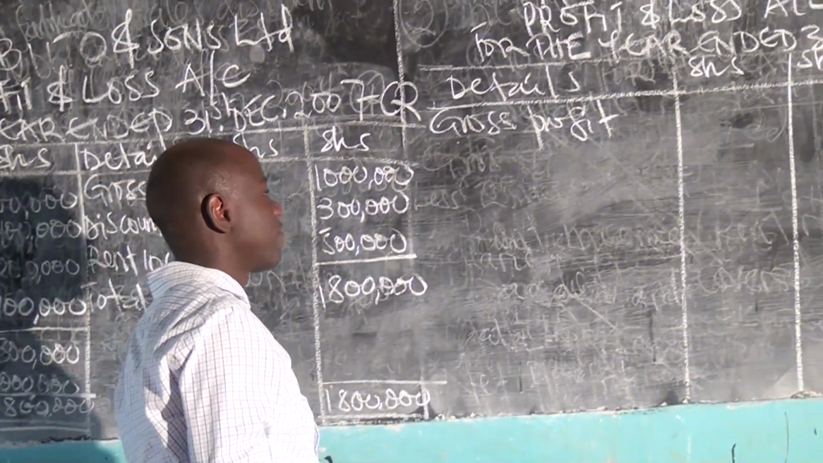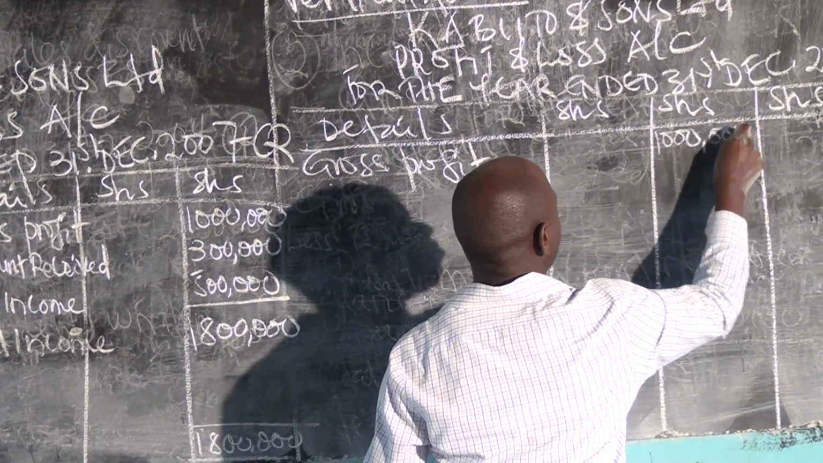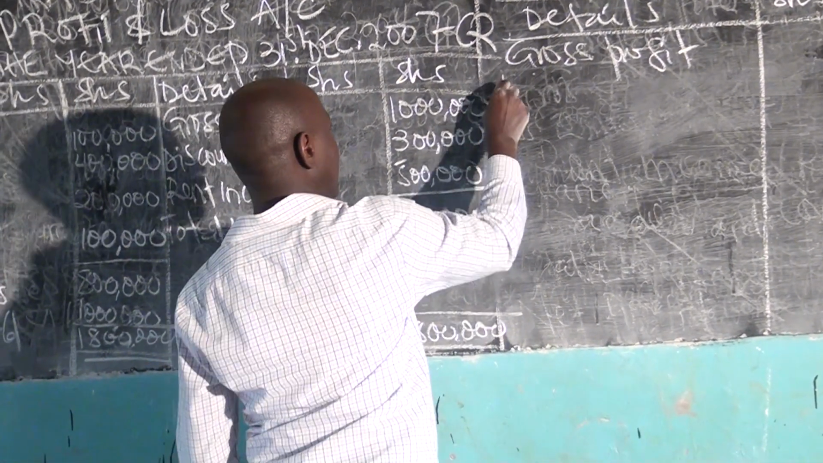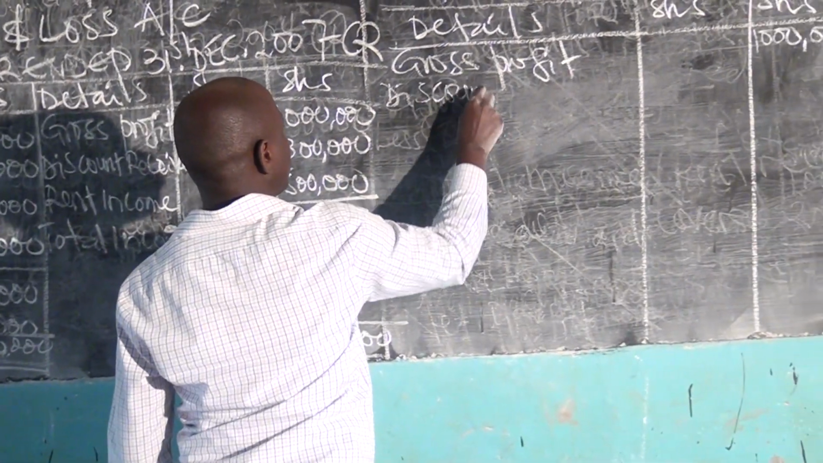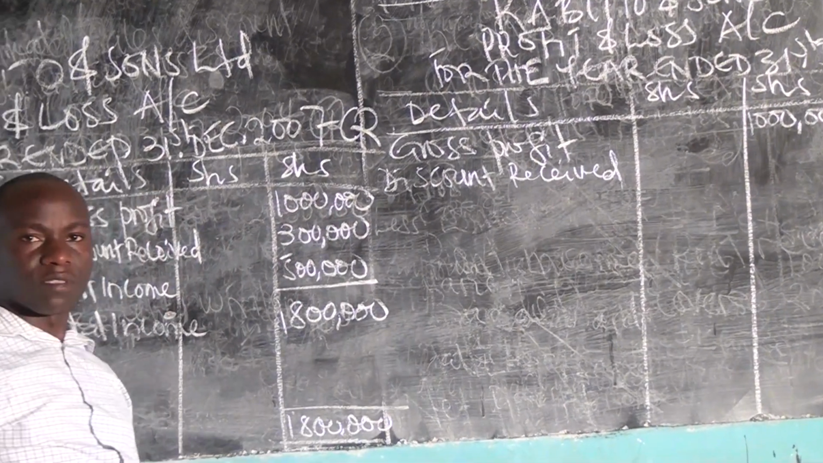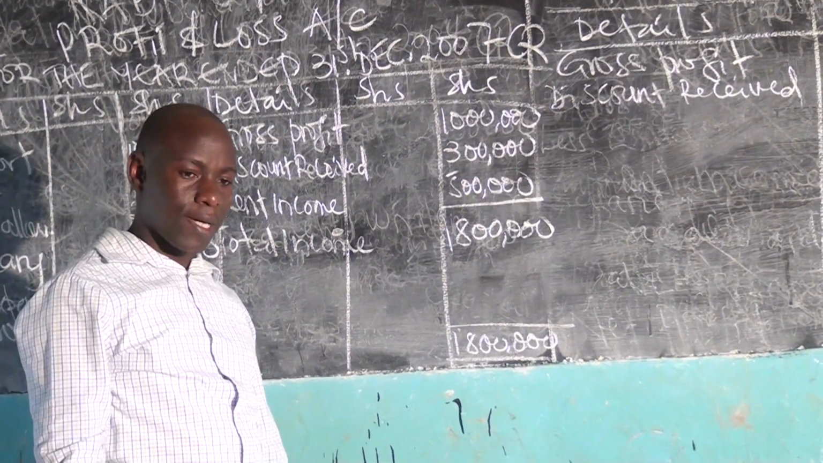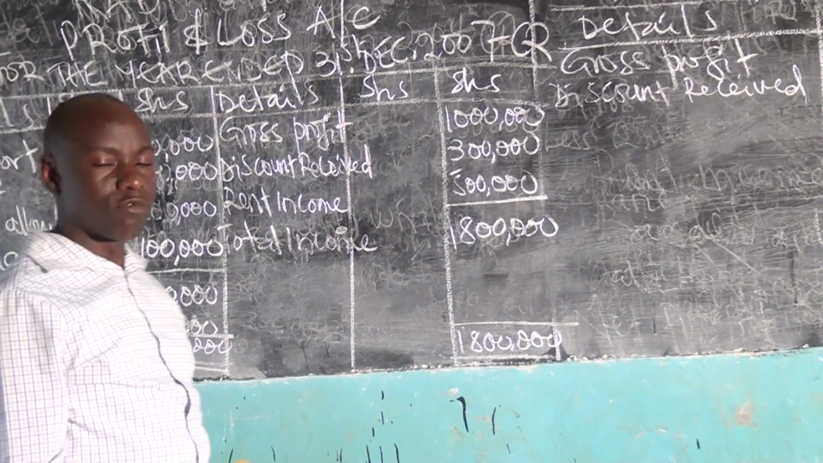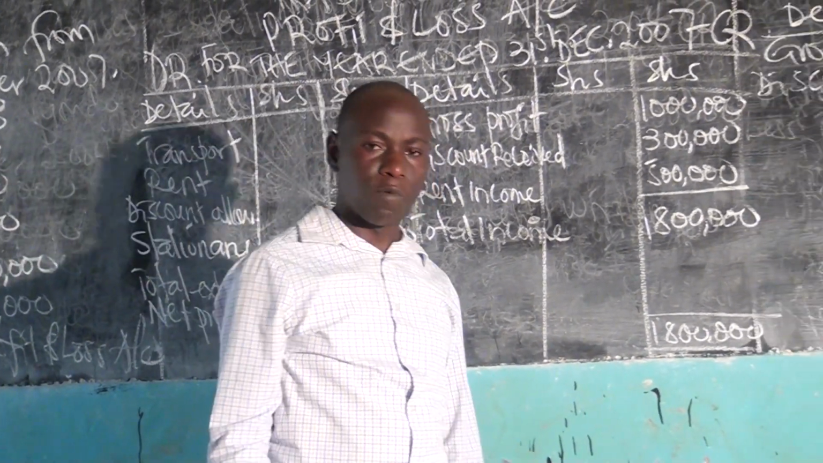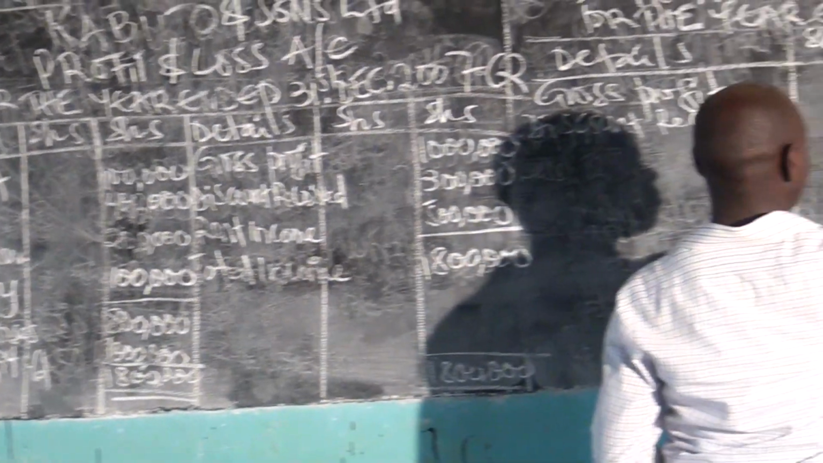Gross profit, they have given us how much? They have given us 1 million. Then we add other incomes like discount received. Some people call these other incomes supplementary incomes. Discount received, I've already told you, is the discount the business gets from its suppliers, from where it buys goods. So discount received is 300,000.